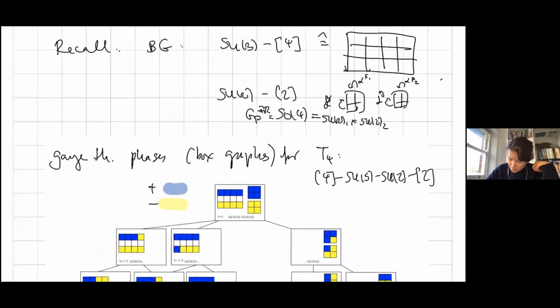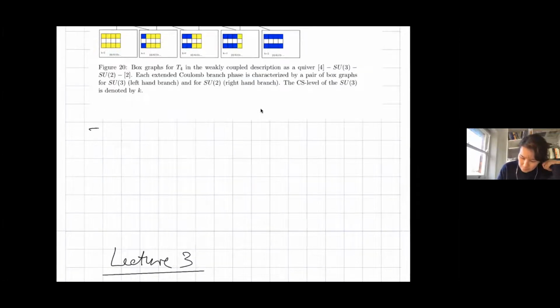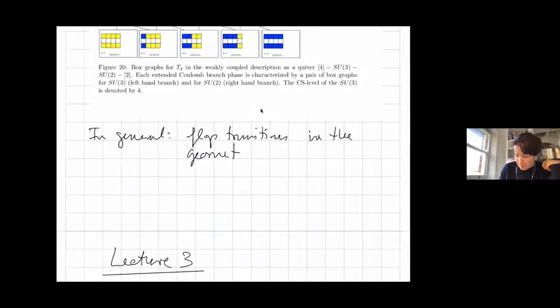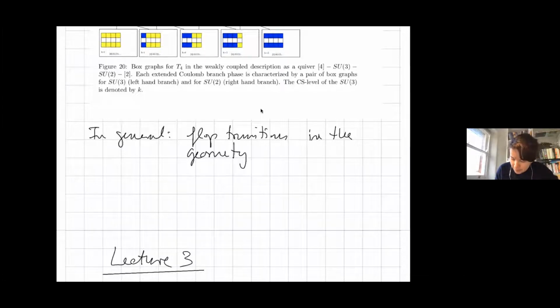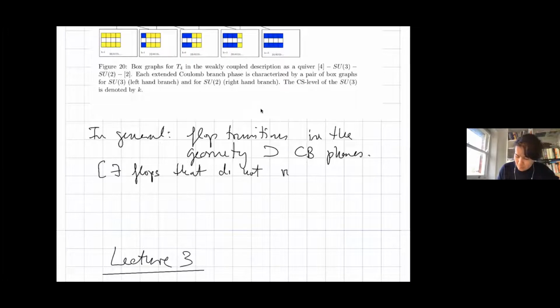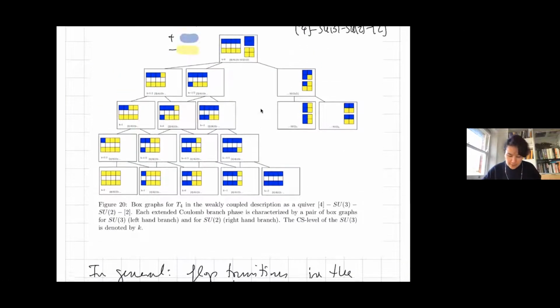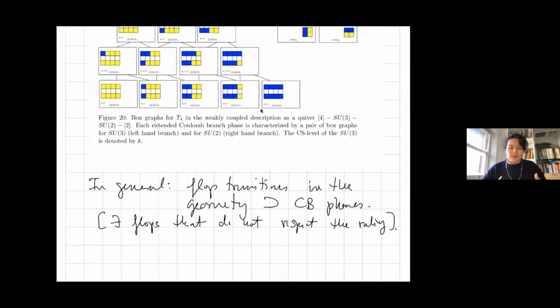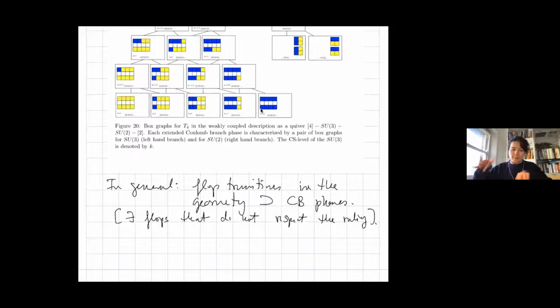That's actually one thing I should note here. So in general, these swap transitions in the geometry are a larger set, right? They only contain the Coulomb branch phases. Because there could be flop transitions, because there exist certain flops that do not actually respect the ruling. Right, so if you change the ruling, then you're not describing the same gauge theory phase, so not the phase for this particular gauge theory. But in the geometry, you could still do these transitions. So most of the time, it's really a strict subset.